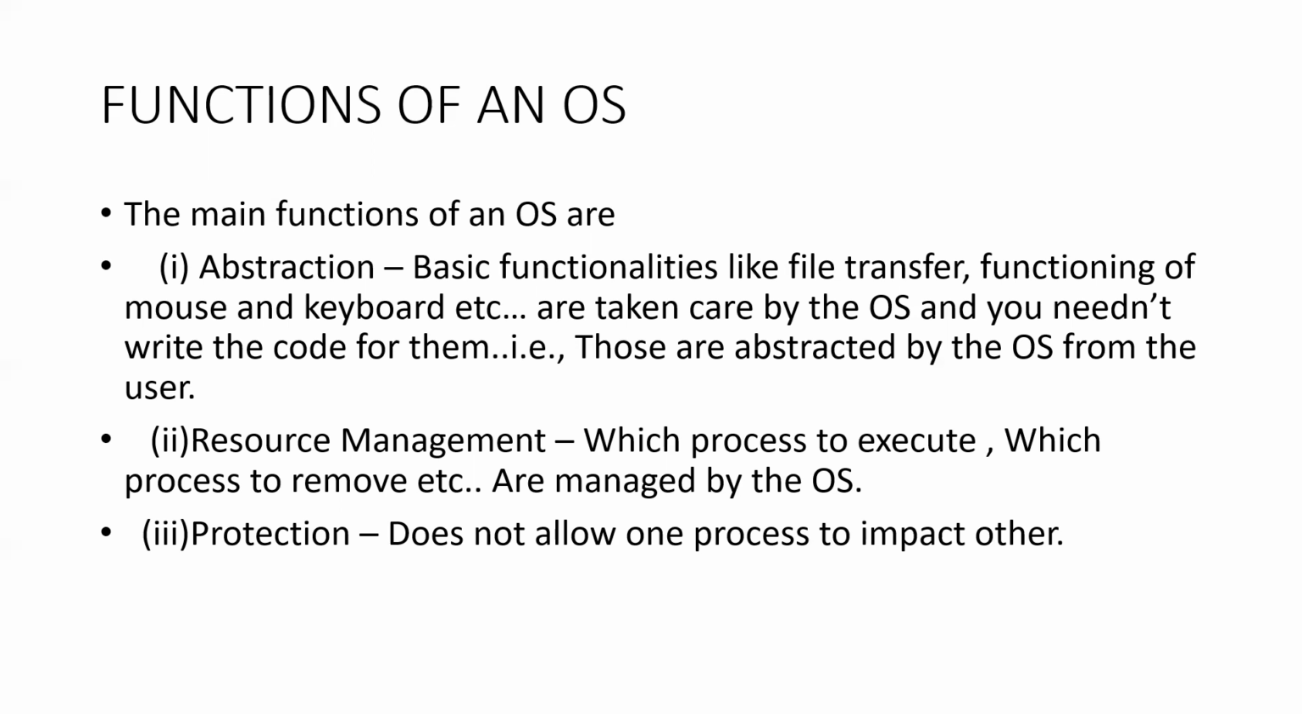Next, protection. Suppose you are using two or three applications, they all are present in the RAM. The operating system does not allow one process to affect another process. They are separated logically. So these are the three basic functionalities of operating systems. Hence, we need operating systems.